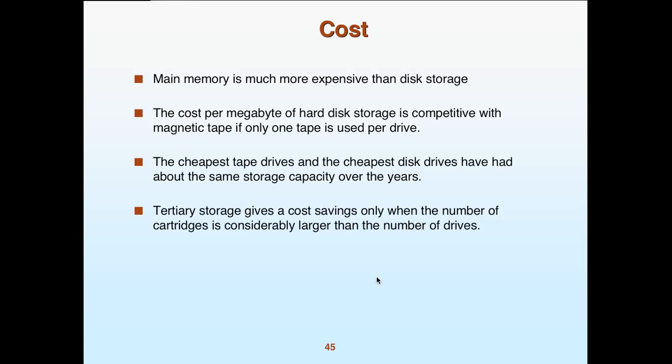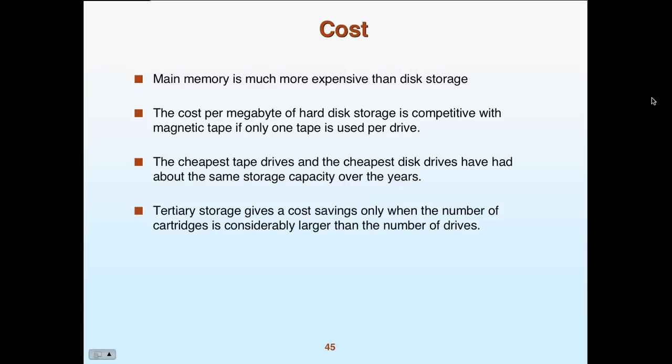So the cost: main memory is much more expensive than disk storage. The main memory is talking about that virtual memory. Disk storage is farther away from the CPU. It is the cheapest memory. So closer to the CPU, more expensive. Farther away, cheapest you can get. Really cheap USB drives now.